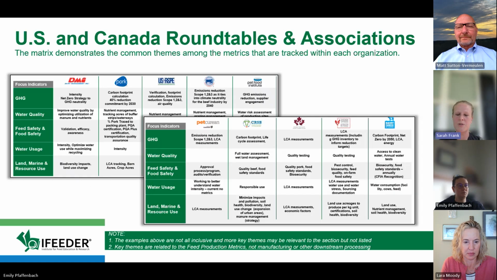The first resource for Objective 1 was a matrix to look at the common themes among the metrics that are tracked within the US and Canadian roundtables and associations. And the reason why this is really important to everyone is as you look to engage with these organizations, looking at the common metrics that might be important to report on that are of importance to you. And we looked at 5 indicators for this: GHG, water quality, feed safety and food safety, water usage, land, marine, and resource use. So we're very excited to have you look at this as well.